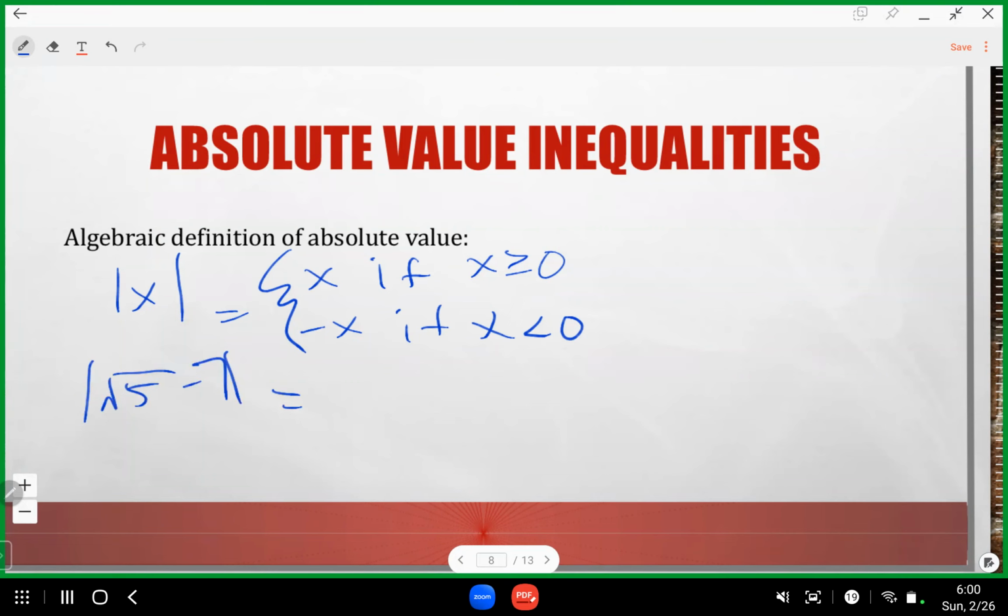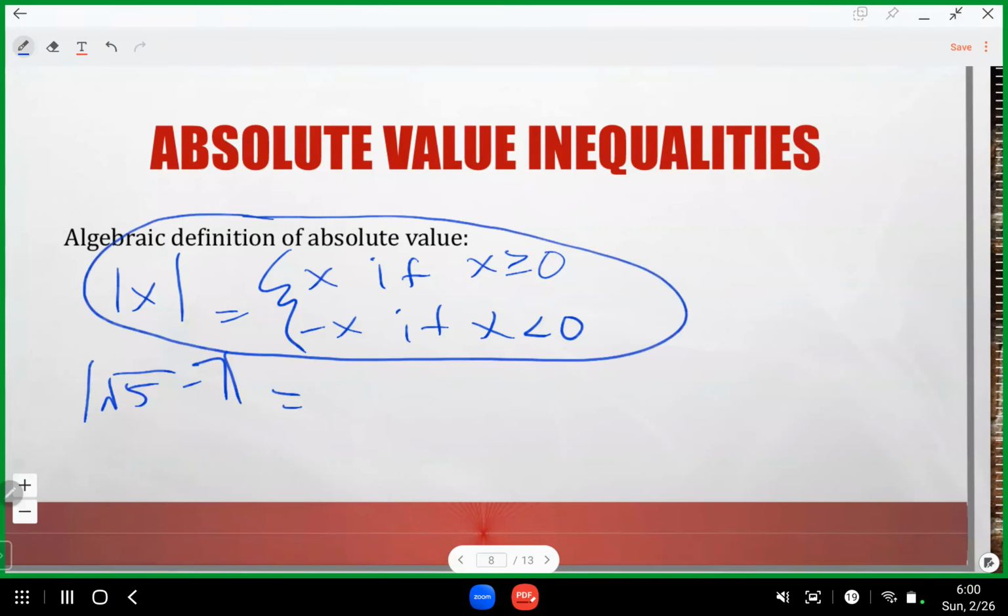The square root of 5 is going to be like 2 point something, because the square root of 4 is going to be 2. So the square root of 5 is going to be a little bit bigger. And obviously 2 point something minus 7 is going to be negative, right? And this definition precisely says that if your argument x is less than 0, it's going to be negative x. So essentially you can take this absolute value bracket off by taking the negative of square root of 5 minus 7. And essentially what you get is 7 minus square root of 5.